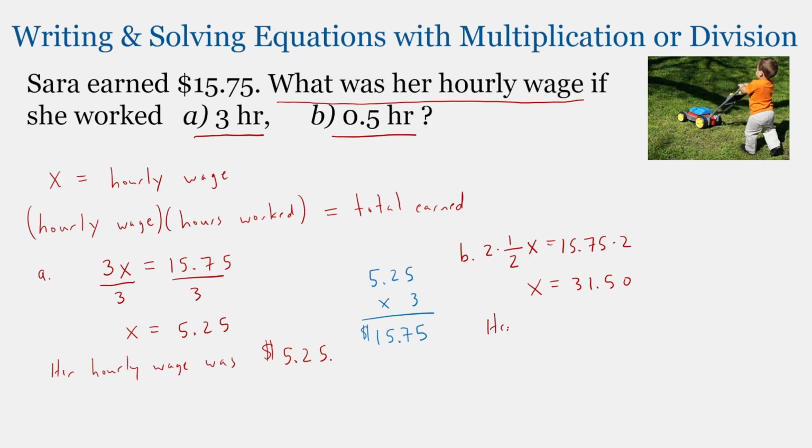So her hourly wage, if she only worked a half an hour, was $31.50. So a lot more for that hourly wage. To check this value, we would take $31.50, that's her hourly wage, and multiply it by the hours worked, which was a half an hour, and we get $15.75. So again, both times we checked our answer, we got the same value, and that was the value that was provided in the problem itself.